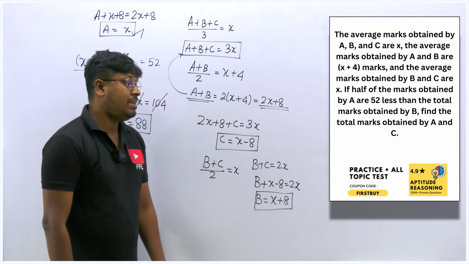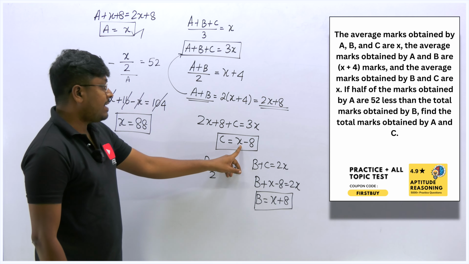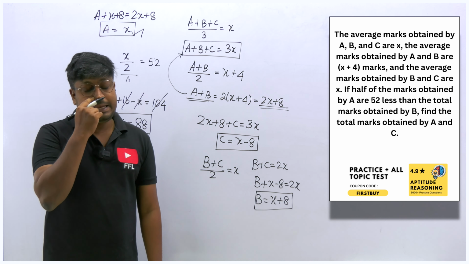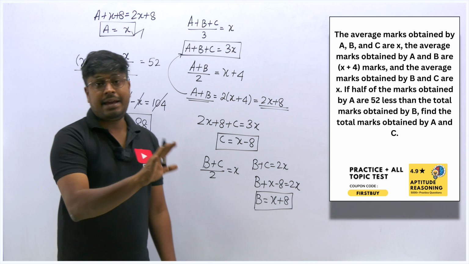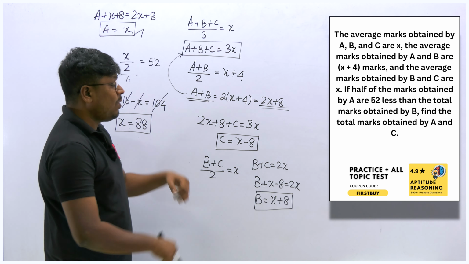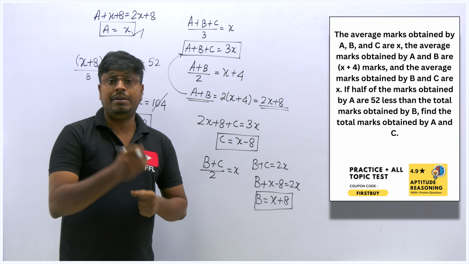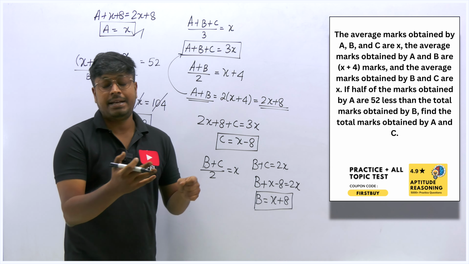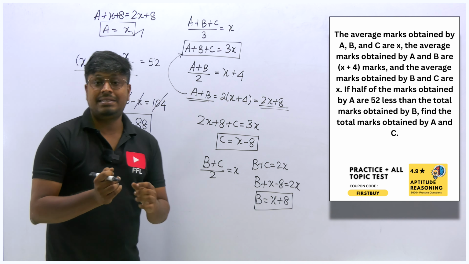So our target is to find the total mark obtained by A and C. So C is how much? X minus 8. That means 88 minus 8 will be 80. So 88 plus 80, the resultant will be 168. So 168 will be the total score obtained by A and C according to the question, right? So initially, all the values were not directly given in the question, but our target is to first find the value of A, B and C. Once we find all the 3 marks obtained, solving the question seems to be easier, right? So the answer for this question is 168.